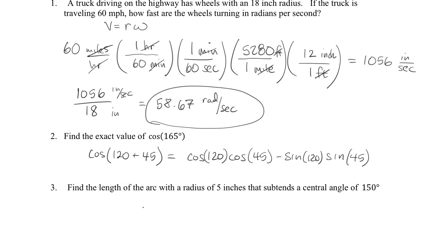The cosine of 120 is negative 1/2. Cosine of 45 is root 2 over 2. Sine of 120 is root 3 over 2. And sine of 45 is root 2 over 2. So this is negative square root of 2 minus the square root of 6 divided by 4.